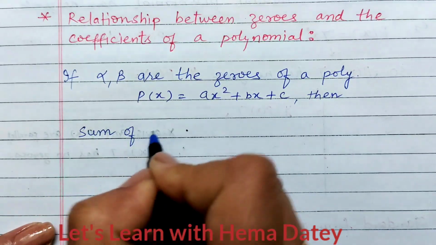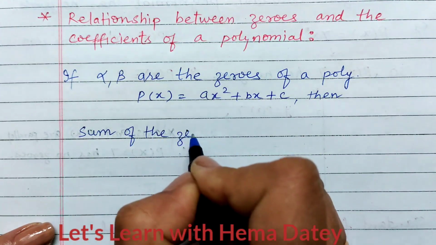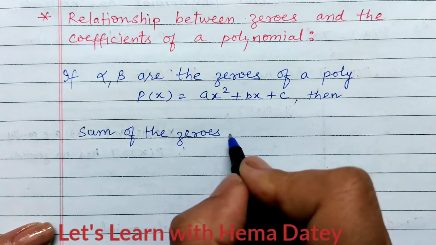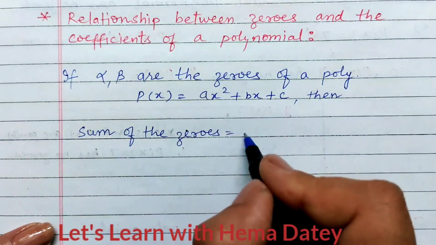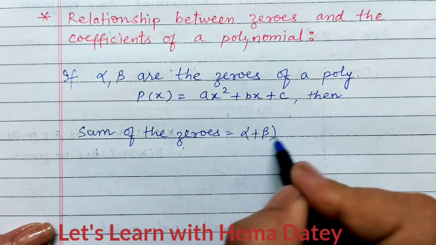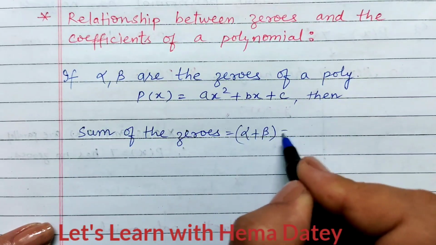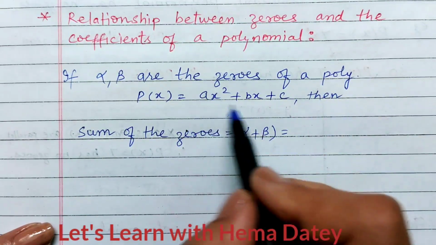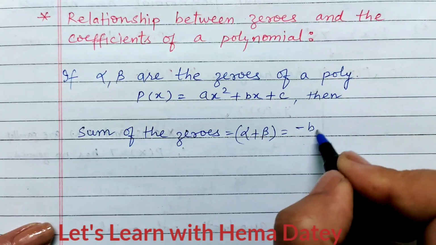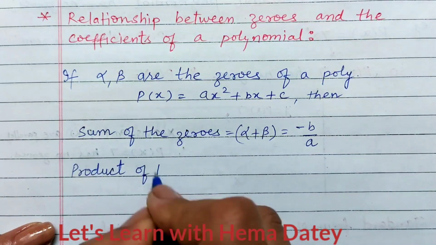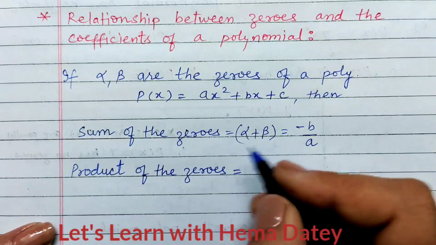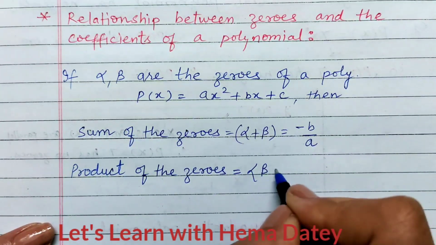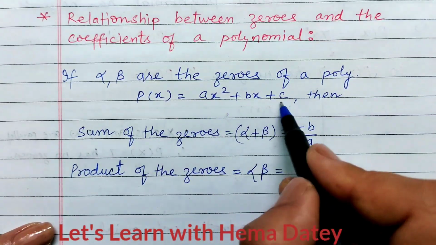Next, the relationship between zeros and the coefficients of a polynomial. If alpha and beta are the zeros of a polynomial p(x) equals ax square plus bx plus c, then the sum of the zeros, alpha plus beta, equals minus b by a. And the product of the zeros, alpha into beta, equals c by a.